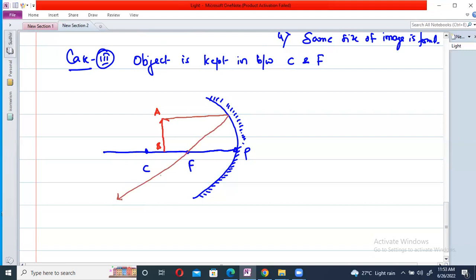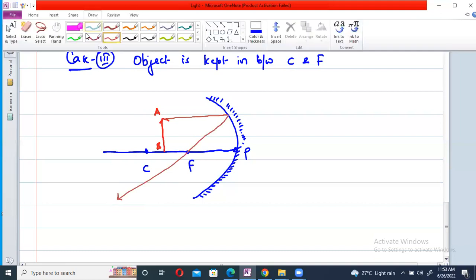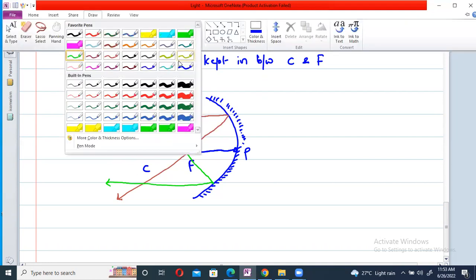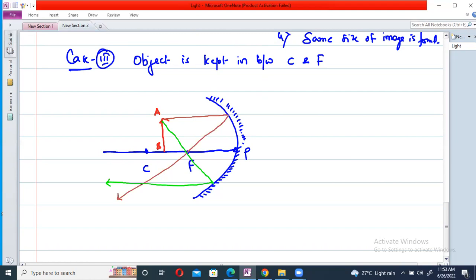Right? Now the other one, the ray passing through the focus, is incident on the mirror, and now this reflected ray passes this way, and they will meet at this particular point. The reflected rays, where they meet at a particular point, at that point only they will form the image. See, this is A dash and this is B dash. The image was obtained here.